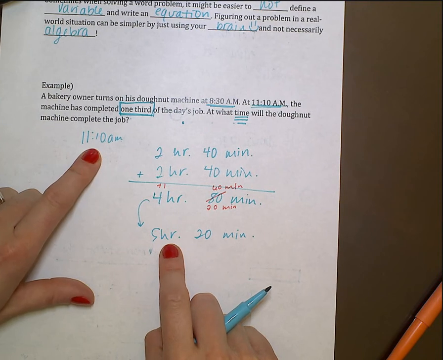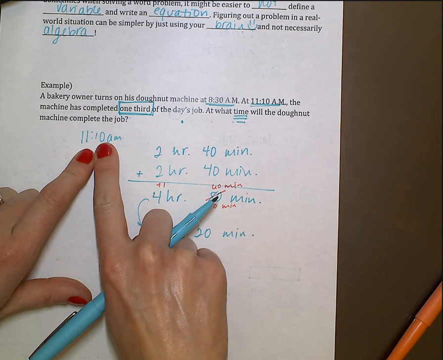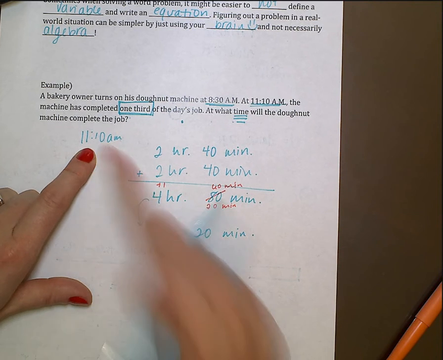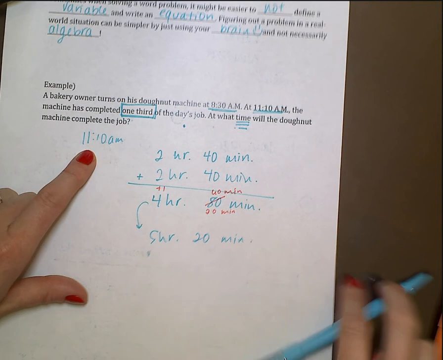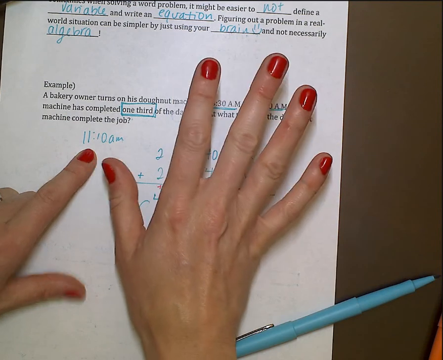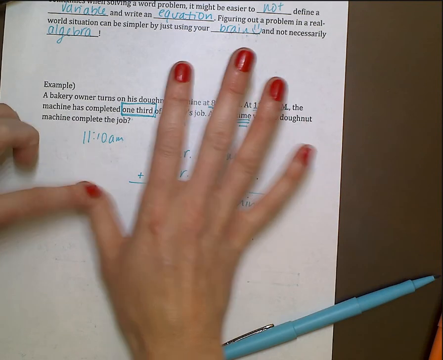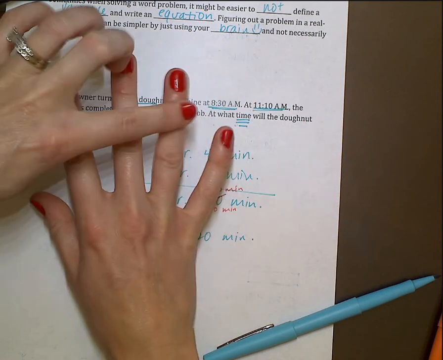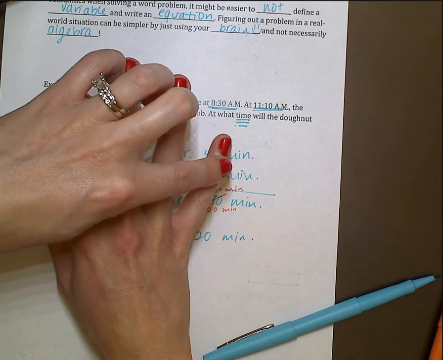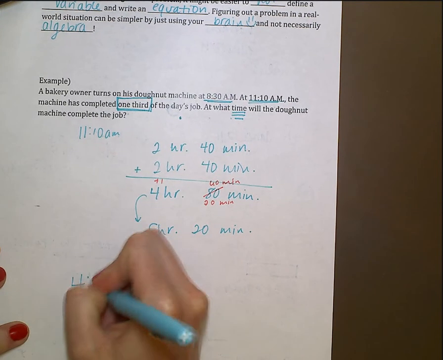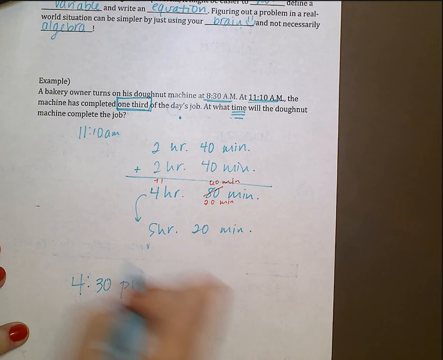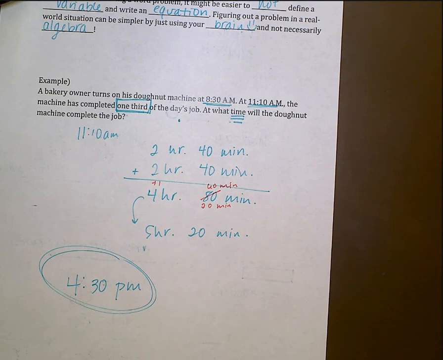So here's what I would do. Let's add on the 20 minutes, and that would put me at 11:30. Then I need to calculate 5 hours from there. Honestly, use your hands. If I'm at 11:30, I would go 12:30, 1:30, 2:30, 3:30, 4:30, if I'm counting 5 hours. So at 4:30 p.m., that's when the donut machine has completed the full day's job.